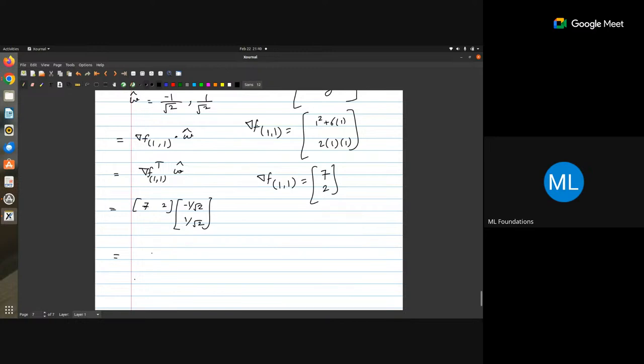So 7 × -1/√2 is -7/√2, plus 2/√2, which is nothing but -5/√2. This is the directional derivative. So this is a value.